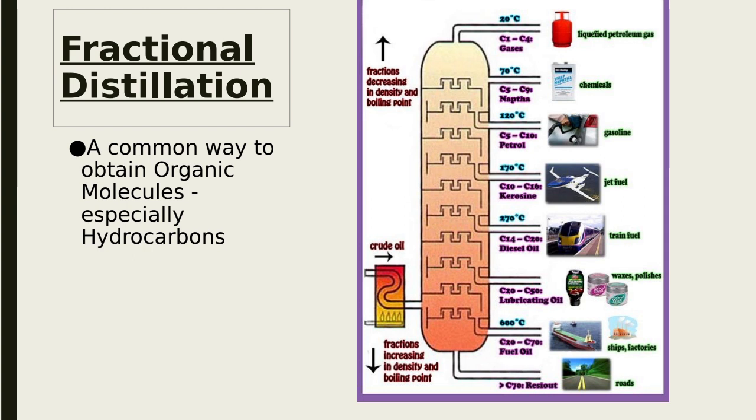A common way to obtain organic molecules is through a process called fractional distillation. And typically, this is used with crude oil. So you'll find organic molecules naturally. They occur in living things. They occur in plants and trees and herbs and things like that. But crude oil, because it is a source of fossil fuels from thousands and thousands of years, there are all kinds of organic molecules present in it.